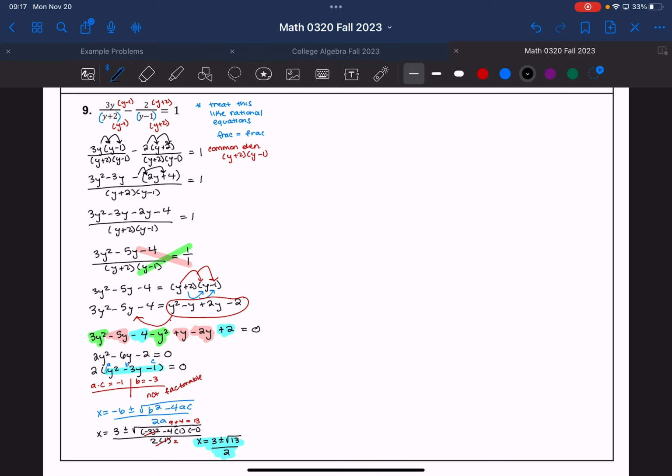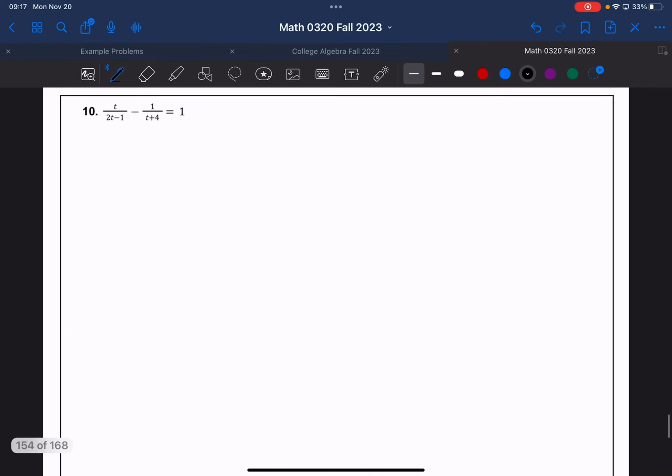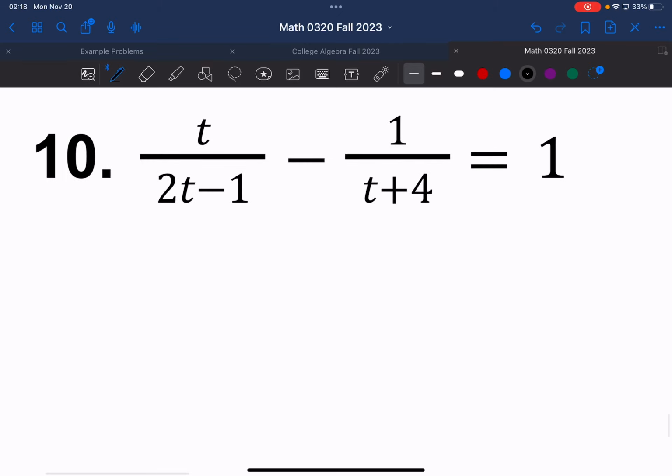And then last one, number 10. Similar to number 9. So we need a fraction equal to another fraction. So in this case, what's going to be our common denominator? Remember, if we don't know, we always assume it's the two denominators being multiplied together. So that means our common denominator is going to be 2t minus 1 times t plus 4. Okay? We always just multiply those denominators together.